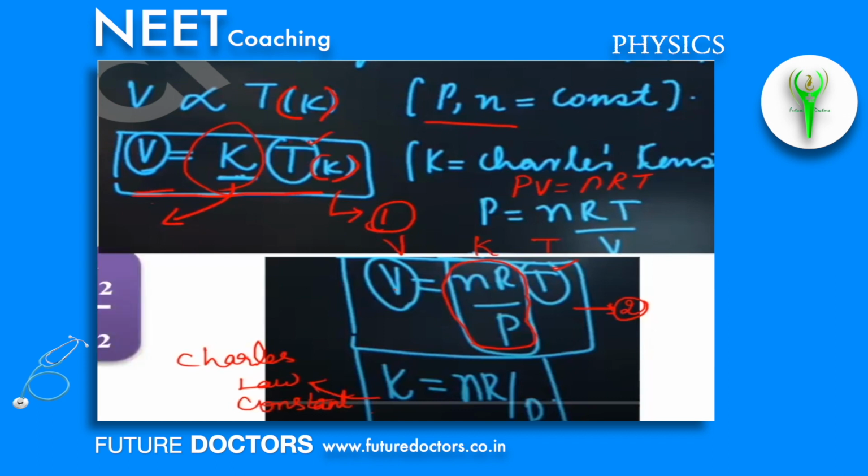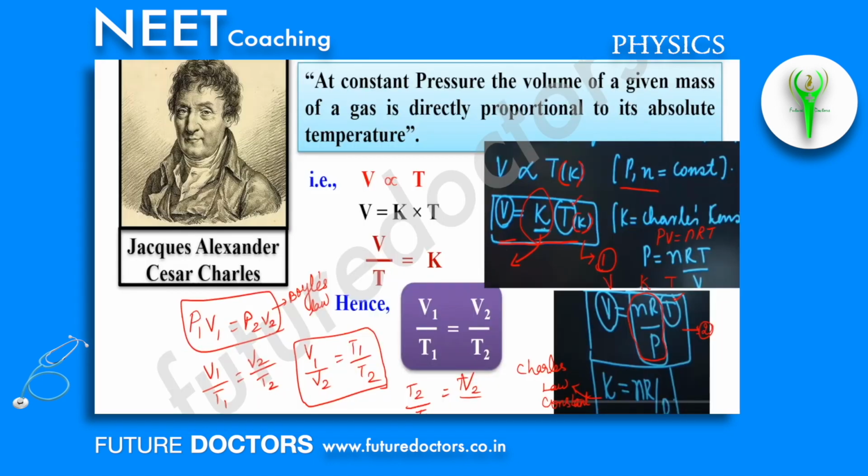So Charles law, we can write V1 by T1 is equal to V2 by T2. Or we can write V1 by V2 is equal to T1 by T2. Or we can also write it like this, T2 by T1 equal to V2 by V1. So different ways we can write this formula.